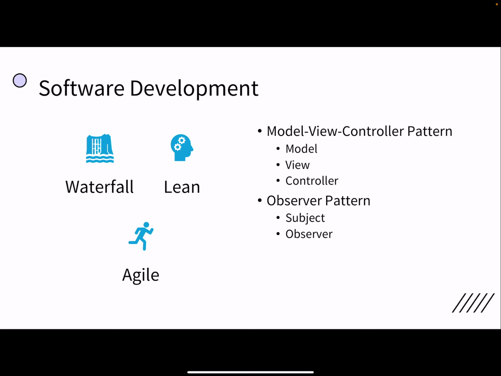All right, so software development, there's a lot of different models out there, but I focused on some of the 3 most common or popular. That includes waterfall, lean, and agile, all of which are outlined in your book, and there's plenty of resources online for you to go take a look at them.